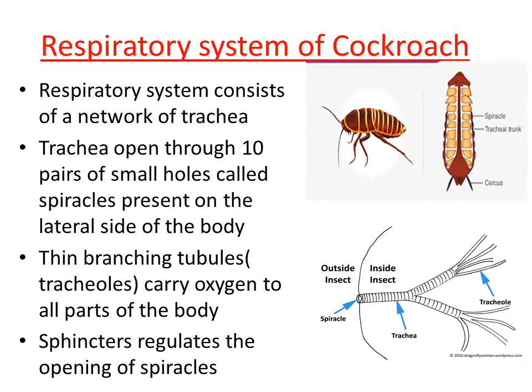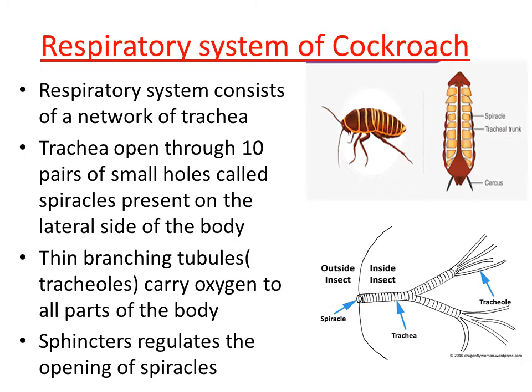So this is the complete respiratory system of the cockroach. You have to recall the terminology in the respiratory system: one is trachea, another one is tracheoles, and one more is spiracles and sphincters. So these are the terminologies you have to remember, right? So once again I will repeat. The respiratory system of the cockroach consists of a huge network of trachea.